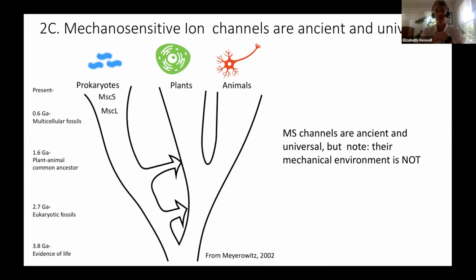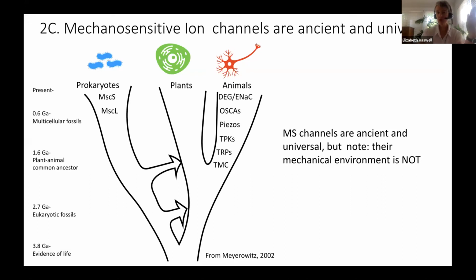So what's cool is that mechanosensitive ion channels are found in all of these branches. I was telling you about the electrophysiology that was done in E. coli, and they discovered the very first mechanosensitive ion channels to be discovered, two really well-studied ones. They're called MscS and MscL. MscS stands for mechanosensitive channel of small conductance, and MscL stands for mechanosensitive channel of large conductance.